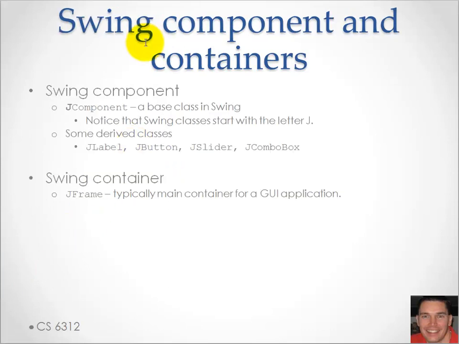So in the Swing framework, note that all the classes are going to start with the letter J. So we have JComponent, JLabel, JButton, JSlider, JComboBox. And then our containers, there are several different types of container classes, but again, they're going to start with the letter J, and a common container that we'll use is a JFrame.